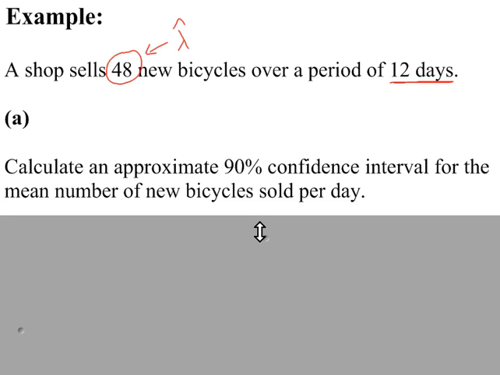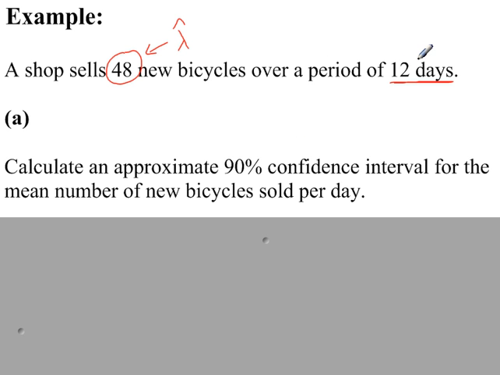A shop sells 48 new bicycles over a period of 12 days. So this value here, the 48, this is our lambda hat value. And the interval is 12 days. So we're going to calculate our 90% confidence interval for a period of 12 days first.